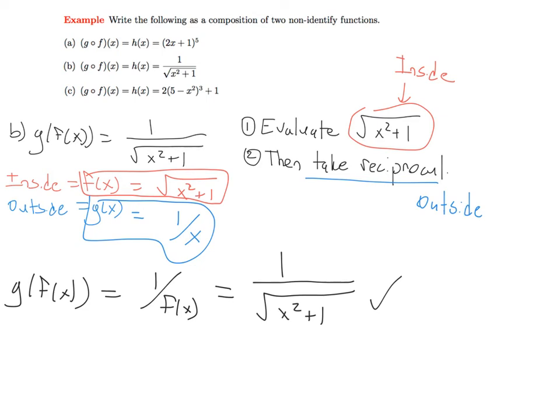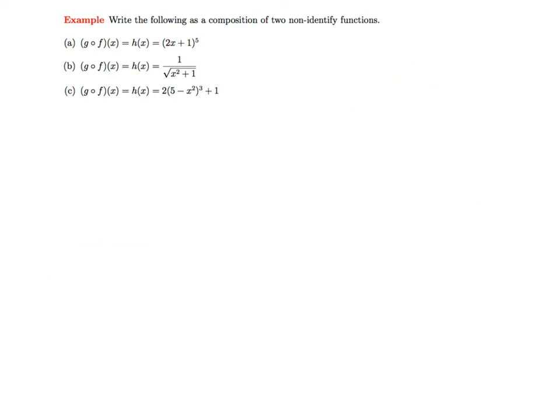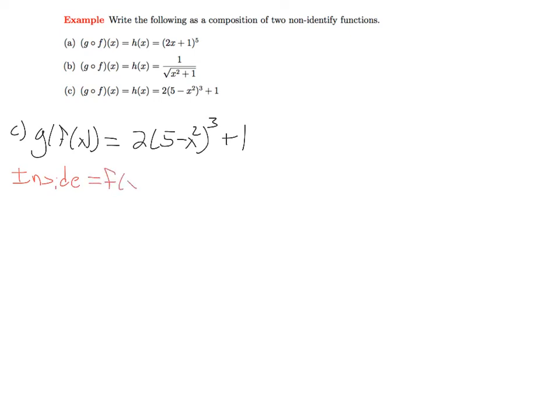Okay, let's move on to the last one, part C, on the next slide. In part C, we now have the function g composed with f of x, which is equal to 2 times the quantity 5 minus x squared, all raised to the third power plus 1. And again, we have an inside function, which is defined as f, and we have an outside function, which is defined as g.